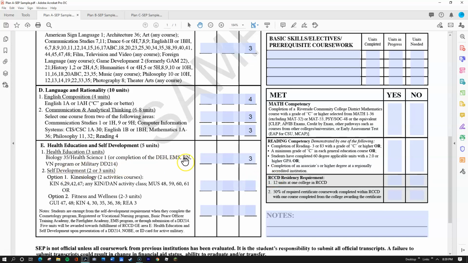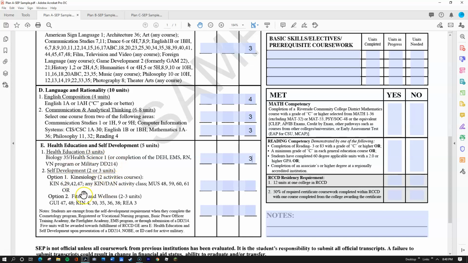Unless, of course, you're going into one of these programs, which is dental, emergency medical systems, I believe that is, registered nursing, vocational nursing, or if you have the military, the DD-214, which is the, what do they call that? Disbursement papers. And then if you have those, or if you're planning on getting a degree in there, you don't need to do the health education course.